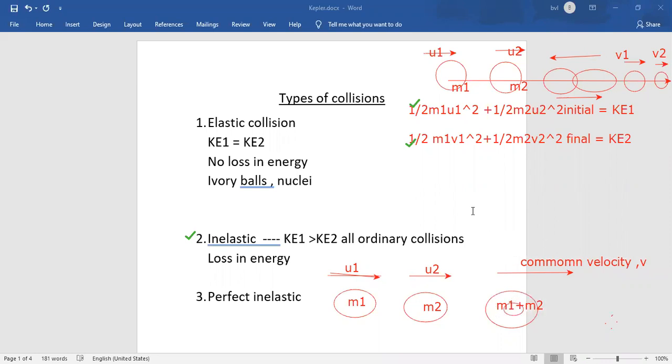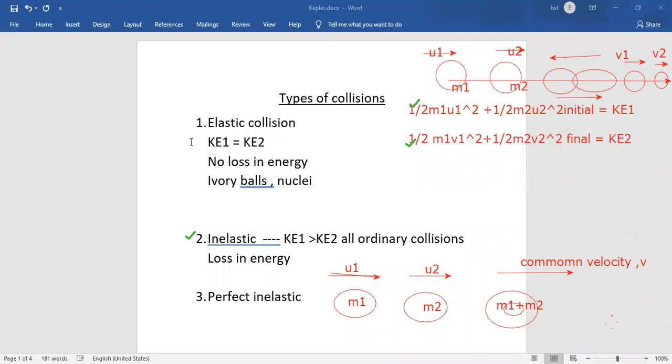This is perfect inelastic collision. During the perfect inelastic collision, the two masses combine with each other and move as one mass with common velocity v. An example is a bullet striking a target. When a bullet strikes the target, like a wooden block, the bullet will be embedded or stuck into the target. So they move with common velocity. This is the example for perfect inelastic collision.